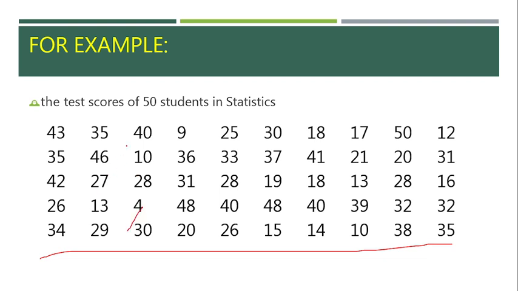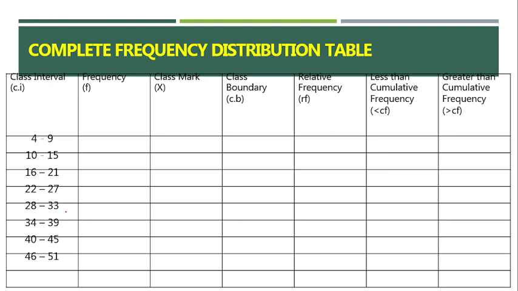The lowest score is 4, the highest is 51. 50. Okay po? Alright, so let's have it already. So the frequency is 50. The frequency is 2, 7, 8, 4, 11, 8, 6, and 4. And if we're going to get the class mark of that one, lower, upper, add them, then divide by 2, and you will be getting 6.5. Okay? 9 plus 4, the answer is 13. Divided by 2, you have 6.5.